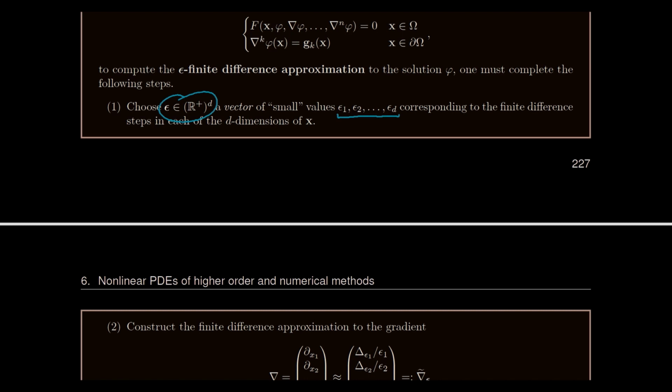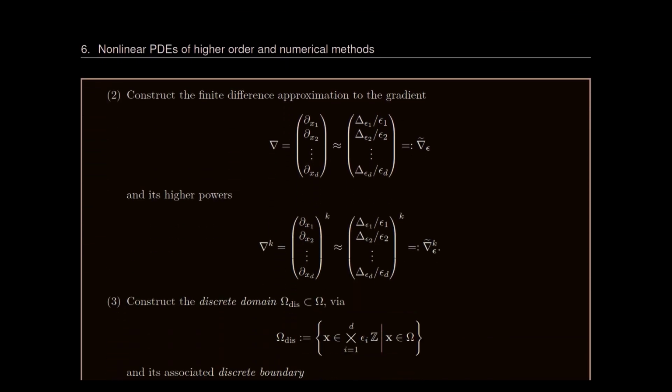So we're thinking about choosing epsilon as a vector of d different epsilons, possibly different positive numbers. Put quotes around small: small positive numbers. And they're going to correspond to the different d dimensions of x. Like, how much are we going to do a finite difference in each of those d directions?